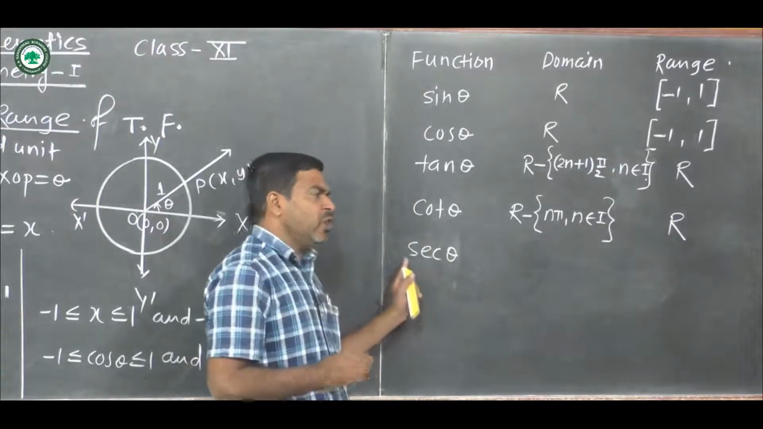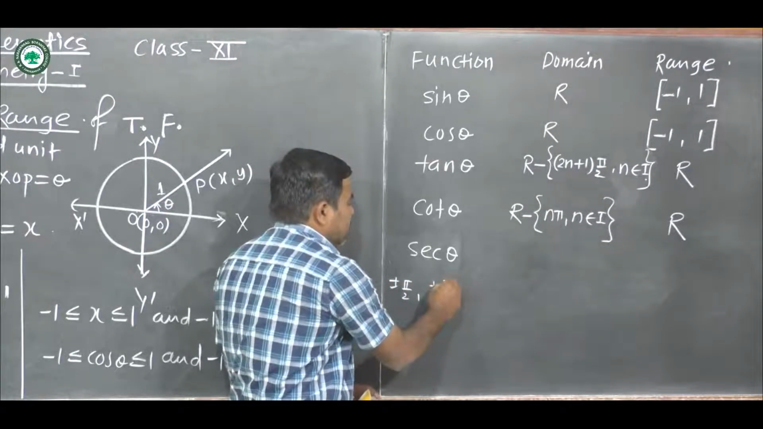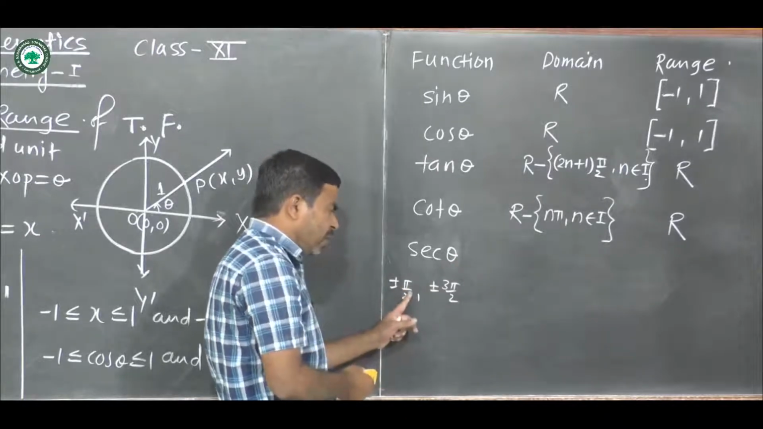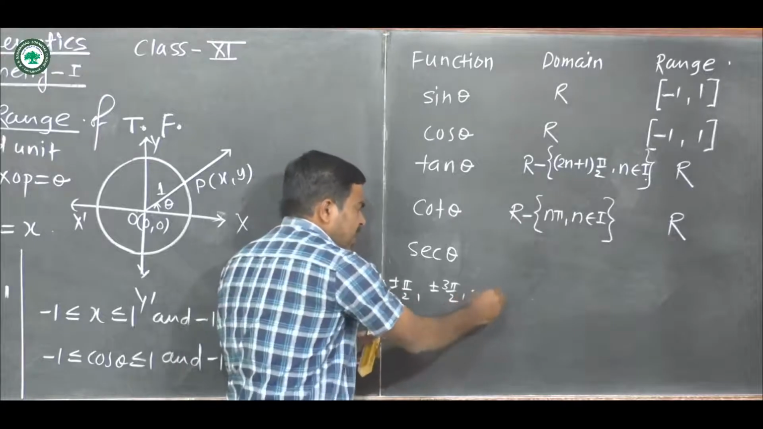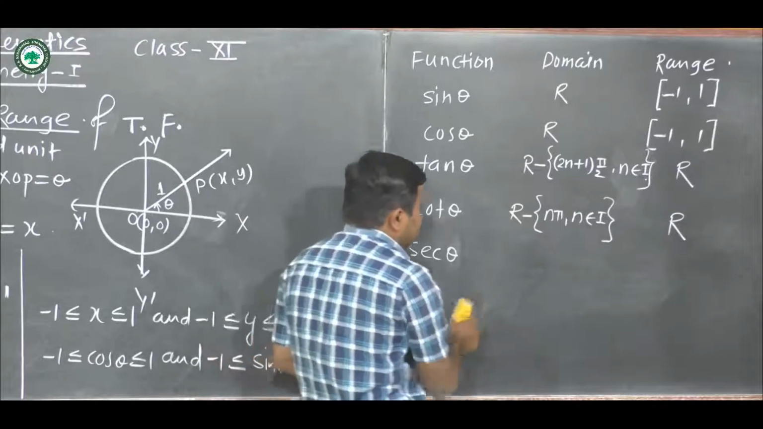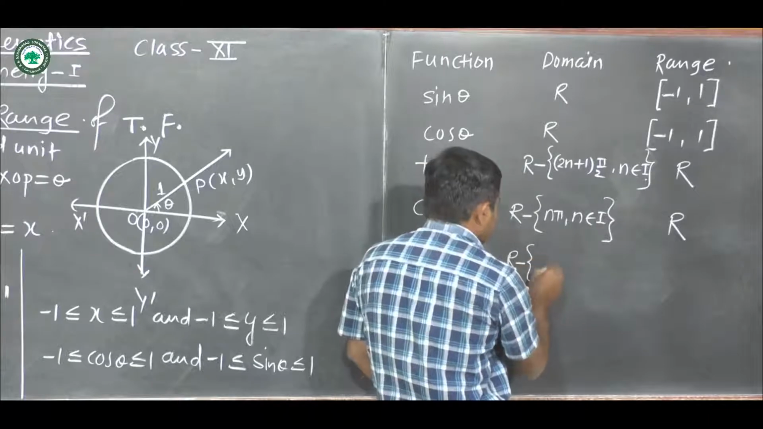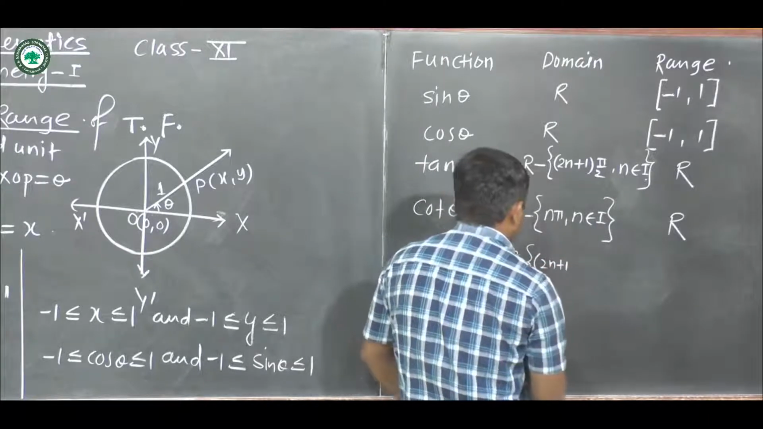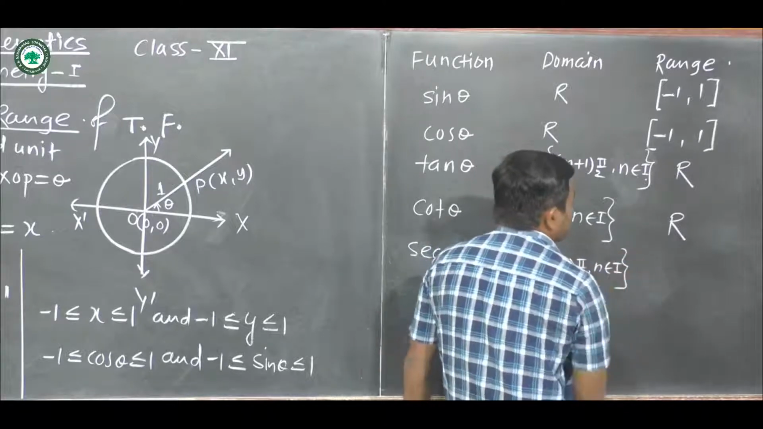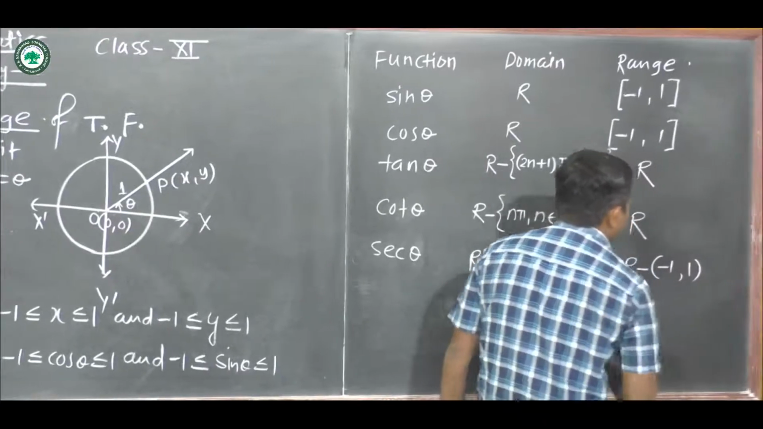See, sec theta is also not defined for plus or minus pi by 2, plus or minus 3 pi by 2, plus or minus 5 pi by 2, and so on. So sec theta is not defined for these values. It means that we have to exclude these values from the set of real numbers, and so the domain of the secant function sec theta is R minus (2n plus 1) times pi by 2, n belongs to I. And its range is R minus the open interval (-1, 1).